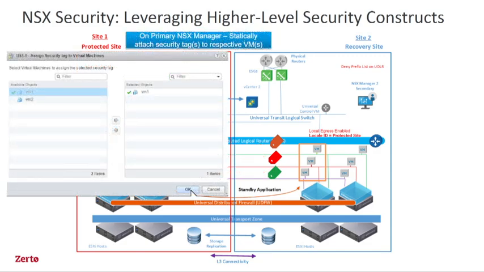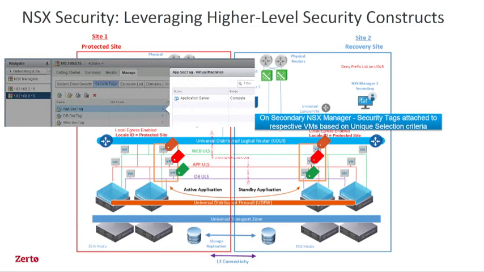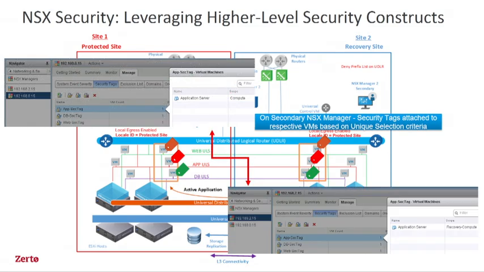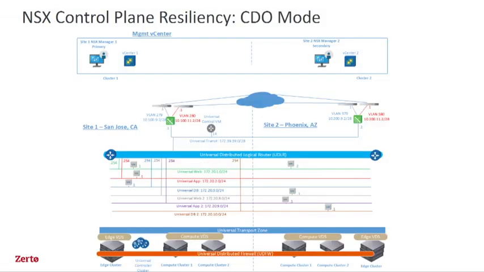Now I attach that tag to the VMs that I want that tag to be associated with on the primary site. So now when Zerto does that disaster recovery orchestration, VMs come up on the recovery site, tags are applied to the correct VMs based on that unique identifier. They're automatically placed into the correct security groups because of the security tags, and those security groups are used in the policies. So you get consistent policies using these higher level advanced security constructs, right? Another great benefit of NSX.